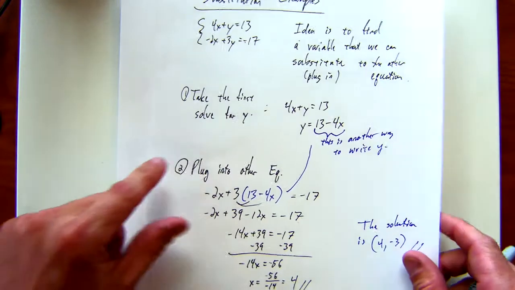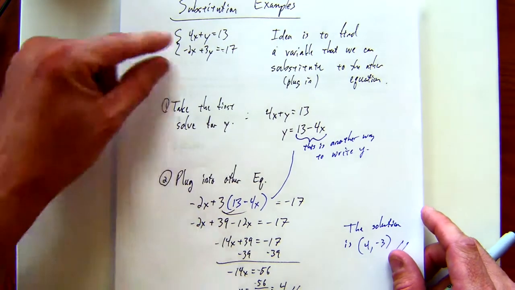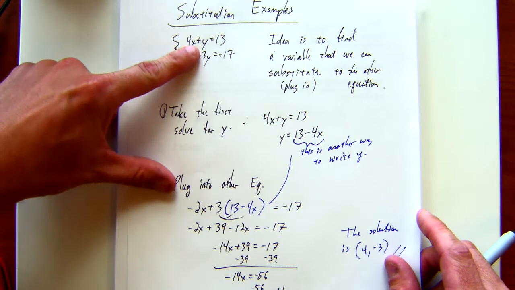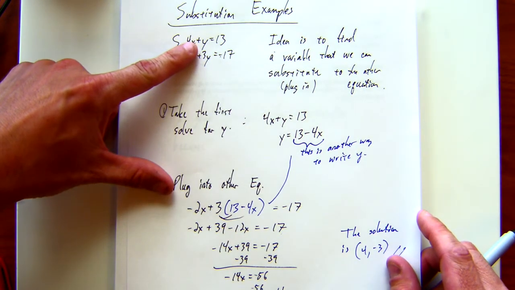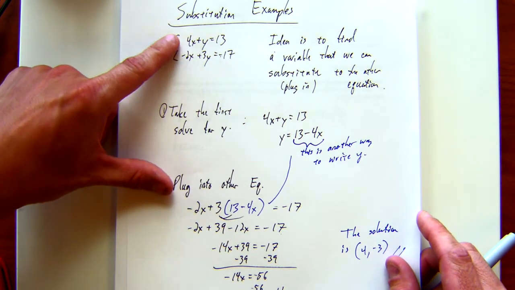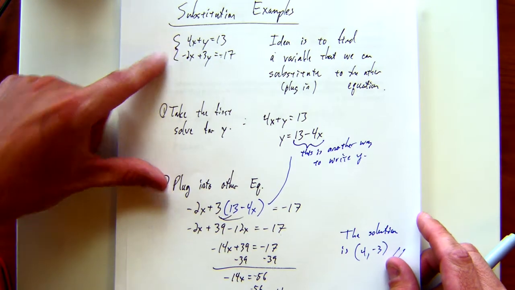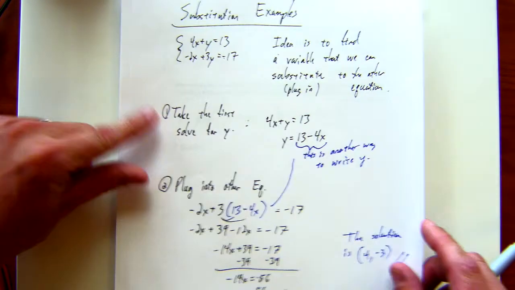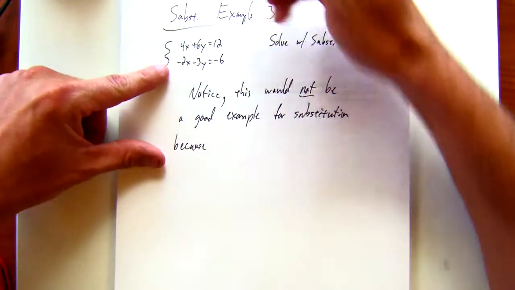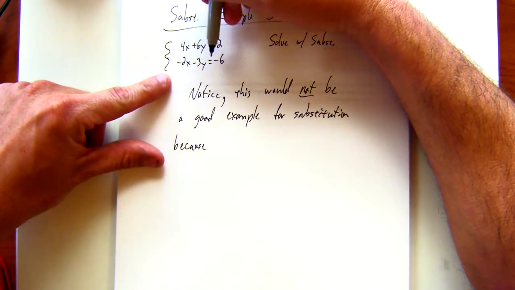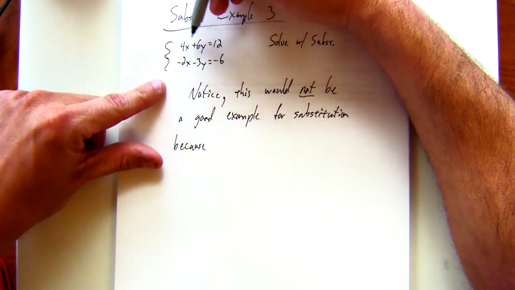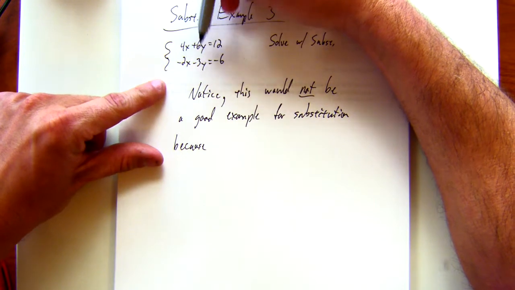So the first step was we have to figure out if we've got a variable with no coefficient, right? That we can write y or x by itself. Okay? That was the first thing that we wanted to do. Could we do that easily with this example? No, because I've got coefficients with the x and the y.